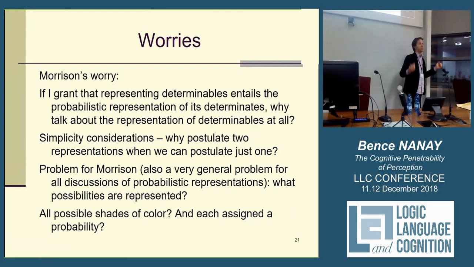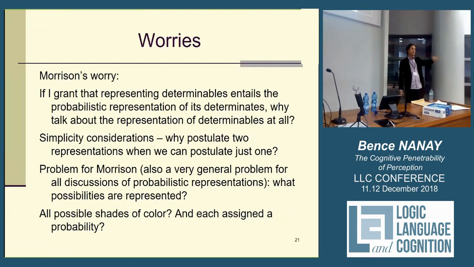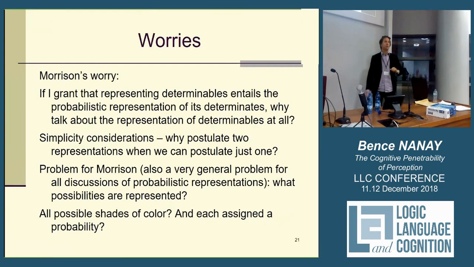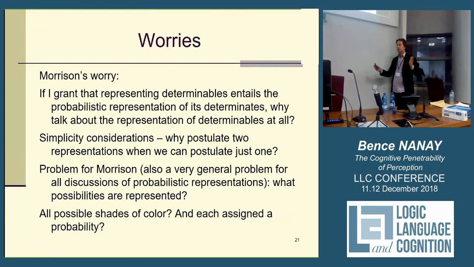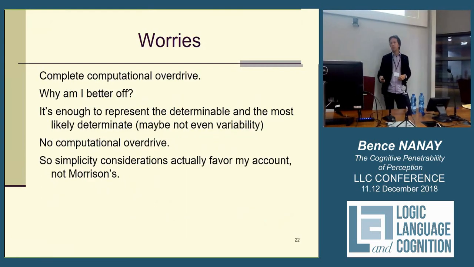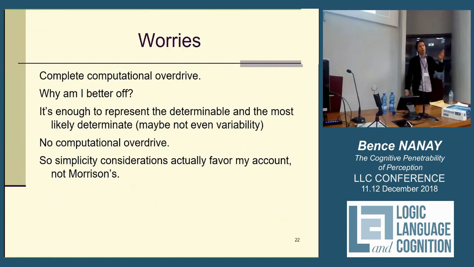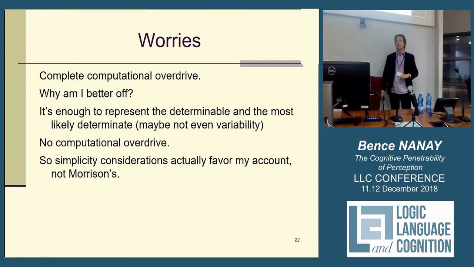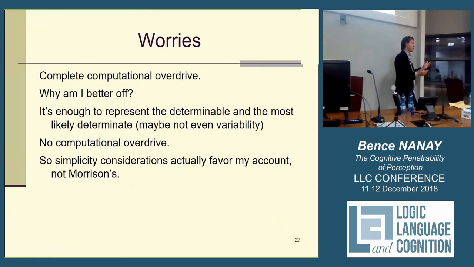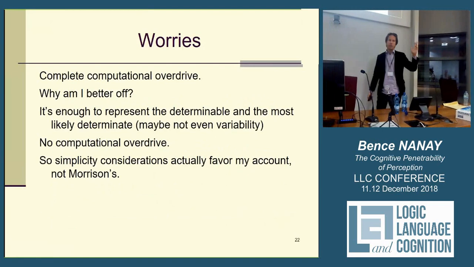One problem with his account in general is that, for him, perceptual states represent all the possible states of affairs and attribute a probability to each of those states of affairs. That's going to be a lot of possible states of affairs, leading to all kinds of computational overdrive. Whereas for me, all that needs to be represented is the determinable and its most likely determinant. So there's no computational overdrive. If you want to go with simplicity considerations, which I don't like to go with, if anything, they should be on my side and nothing else.